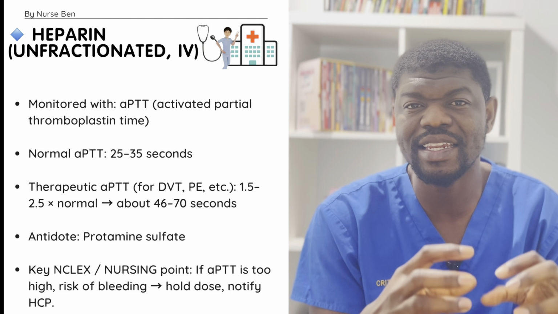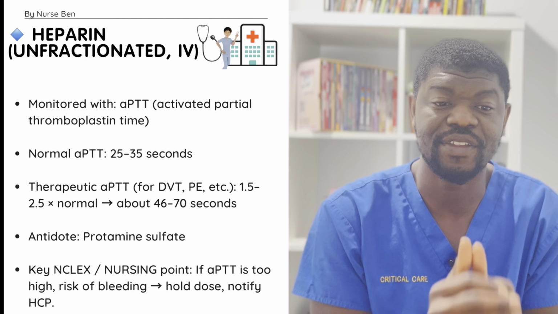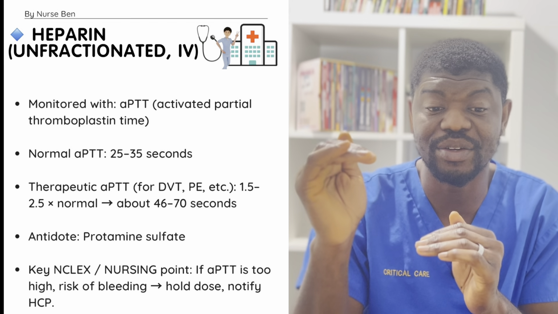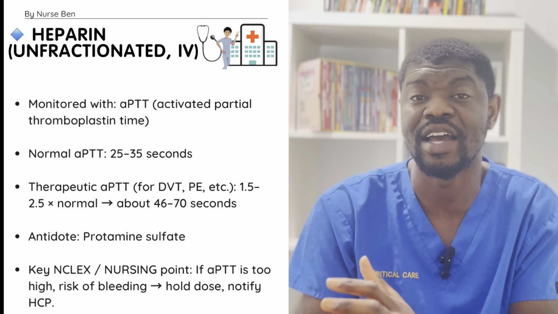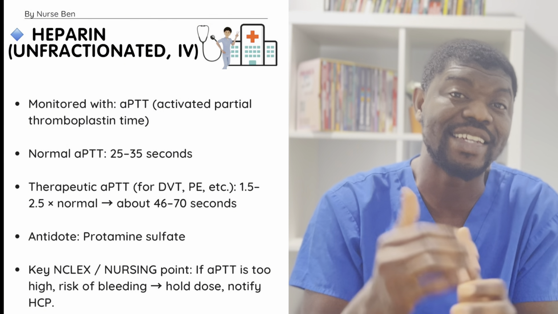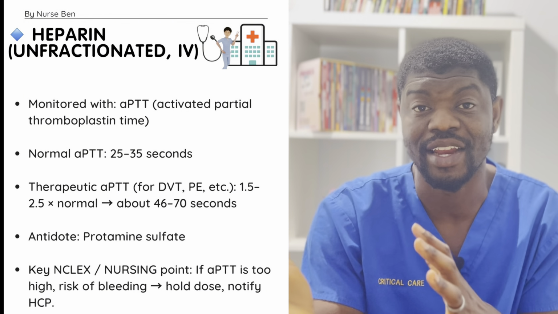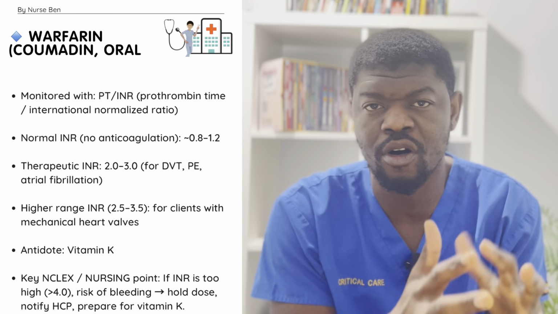Now, the key lesson or the key NCLEX tip you want to take away from this is that if the APTT is too high, you have an increased bleeding risk. So you hold the dose and then notify your healthcare provider, and then you may give the antidote if it's very high. The next medication we want to talk about will be warfarin.